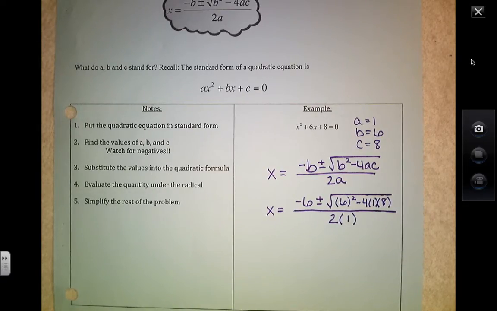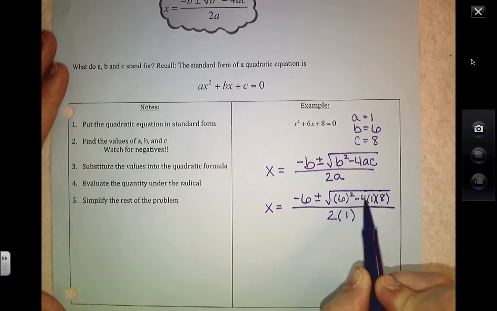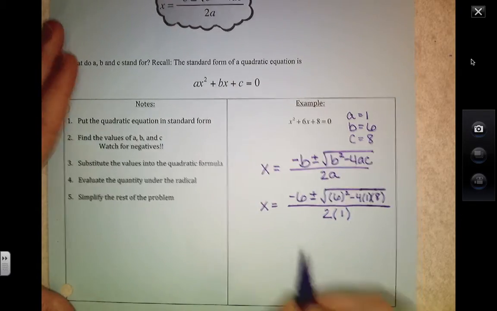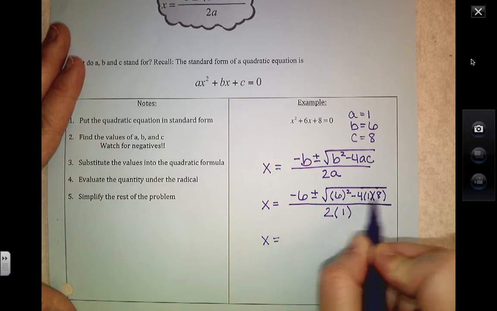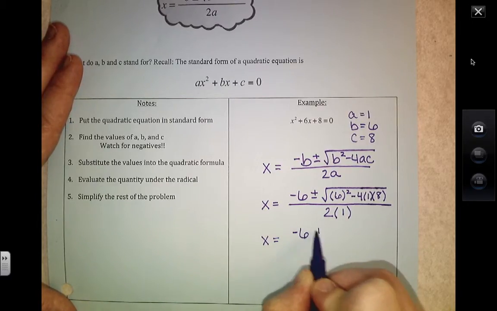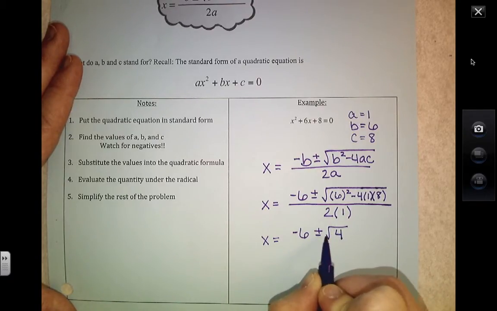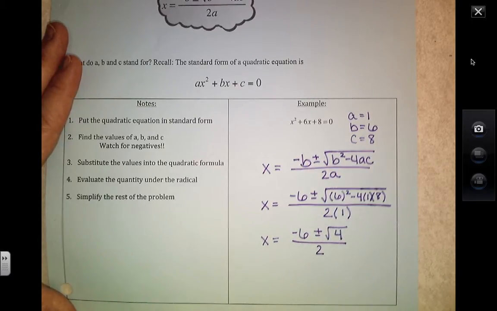Okay, once you get everything substituted in, you want to just look under the radical first. So we're going to take this part under the radical: 6 squared minus 4 times 1 times 8. You can actually type that straight into your calculator if you want to. And when you type that in, you're going to get 4. Okay, 6 squared is 36. 4 times 1 times 8 is 32. 36 minus 32 is 4. So now we have negative 6 plus or minus the square root of 4. We didn't evaluate the radical, just what was under it. And let's multiply 2 times 1 so we get 2.